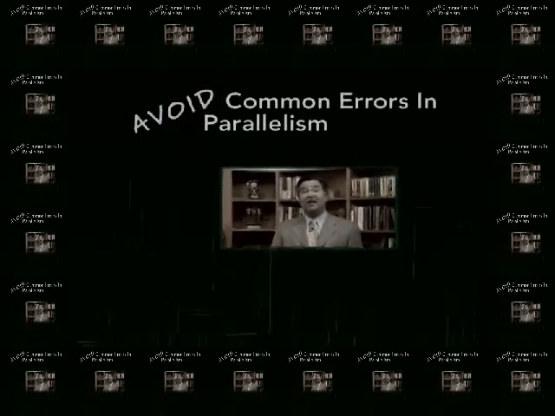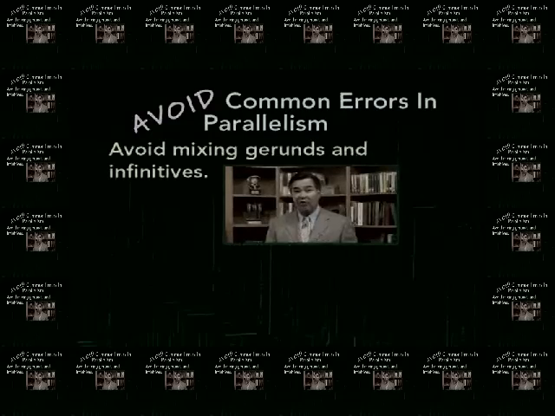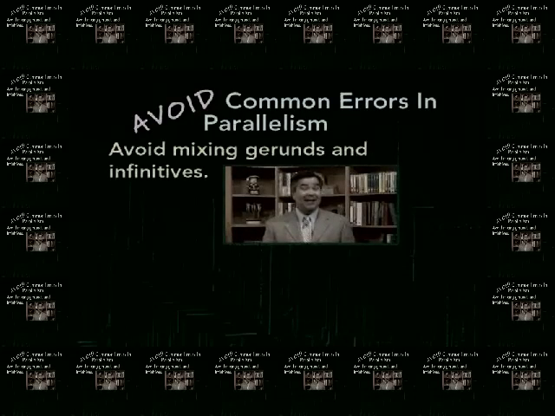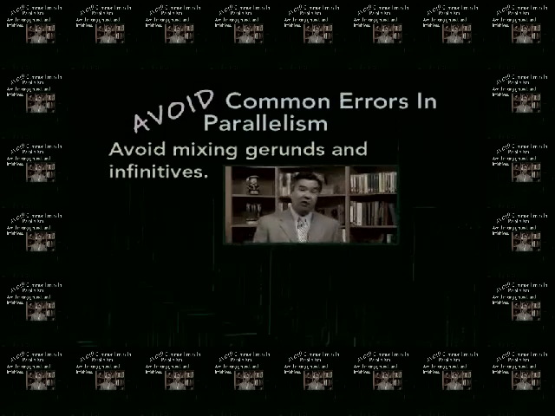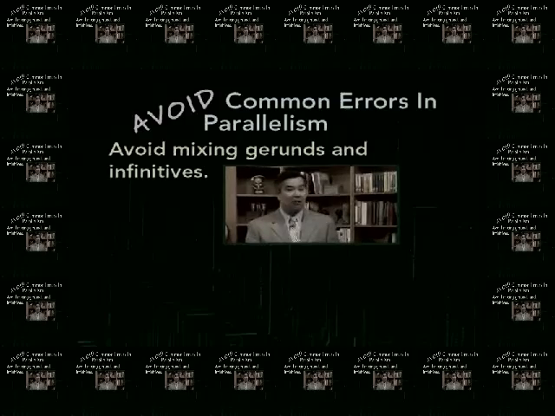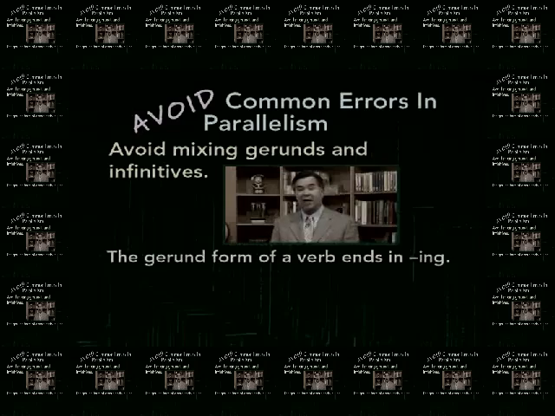Here's another hint as to what to look for to avoid an error in parallelism. Avoid mixing gerunds and infinitives. Actions are often described using either the gerund form of a verb or the infinitive form of the verb. The gerund form of a verb ends in ing, and a gerund can often be used basically as a noun, describing a particular kind of action.